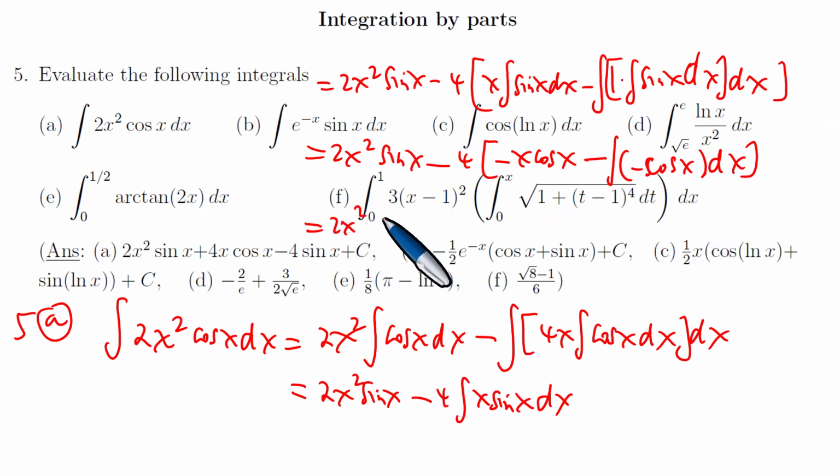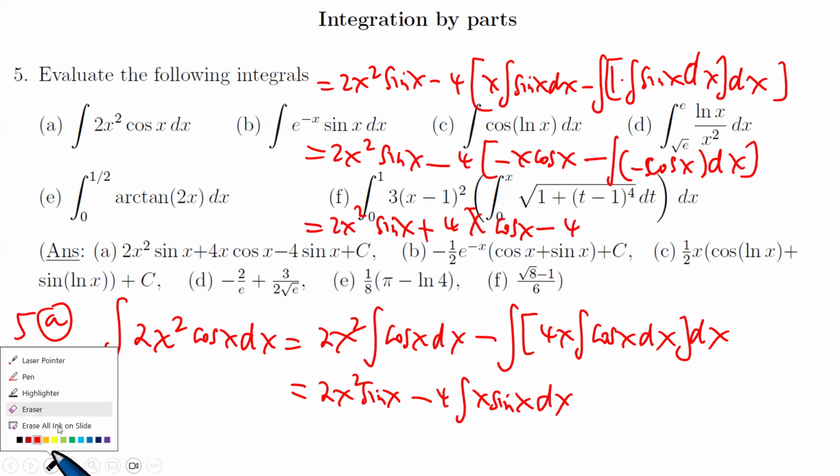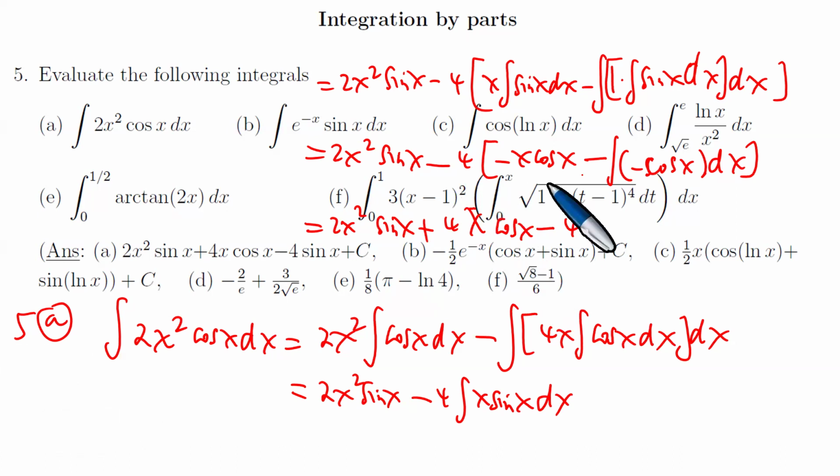This is 2x squared sine x minus 4. Multiply through by the 4. Negative by negative is 4x cosine x plus 4, and then you have the minus, so you have minus the integral of cosine x dx, like this.